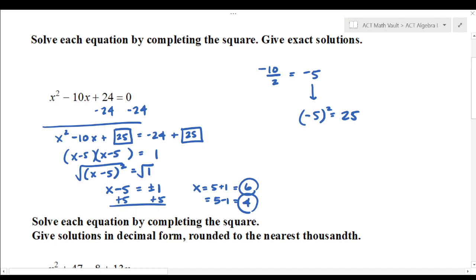Now, I put these directions in here on purpose. It says to complete the square. Okay, the ACT will not ever tell you what method you have to use.